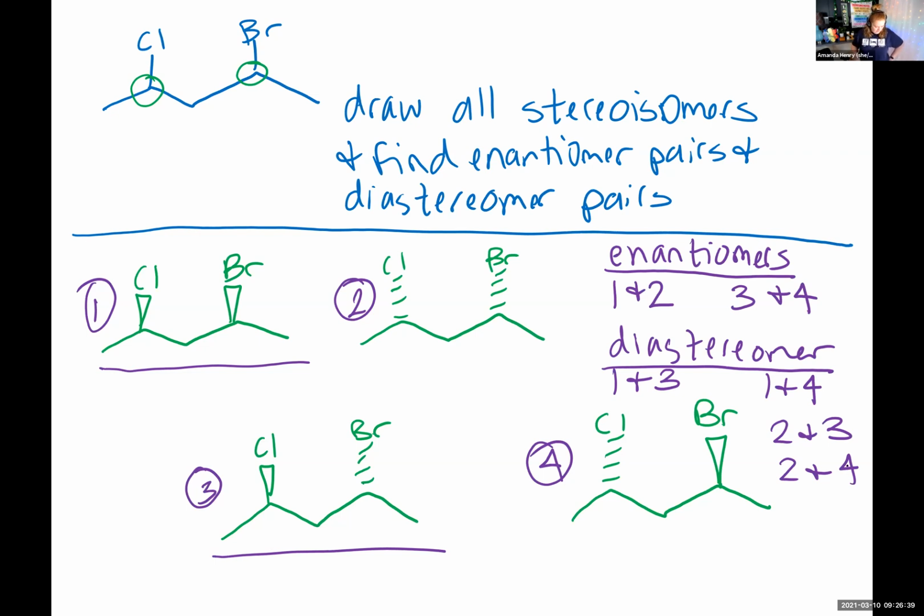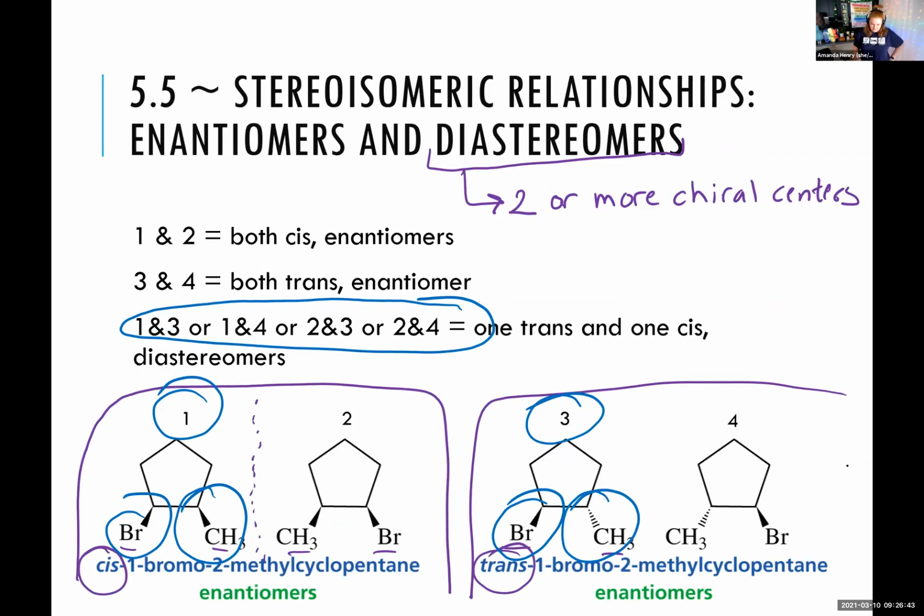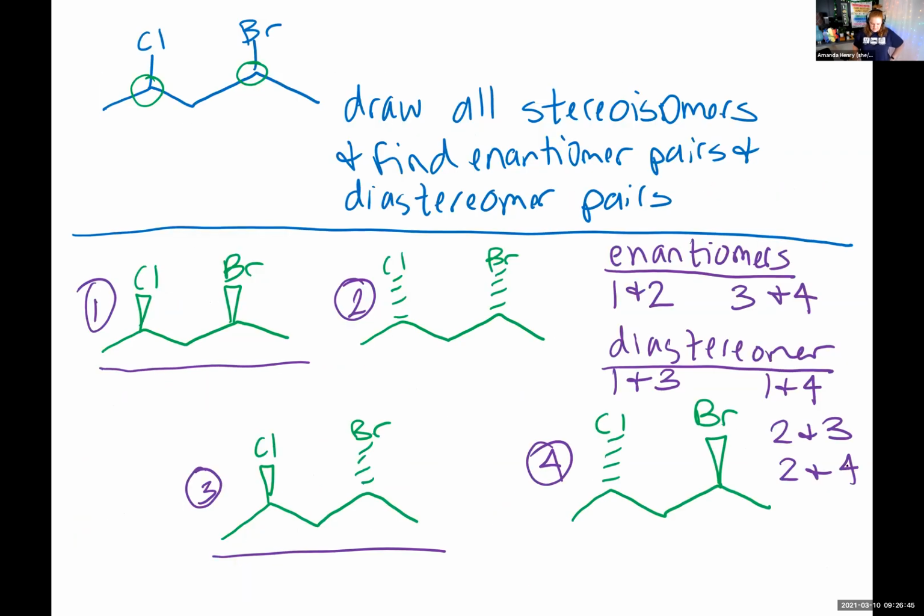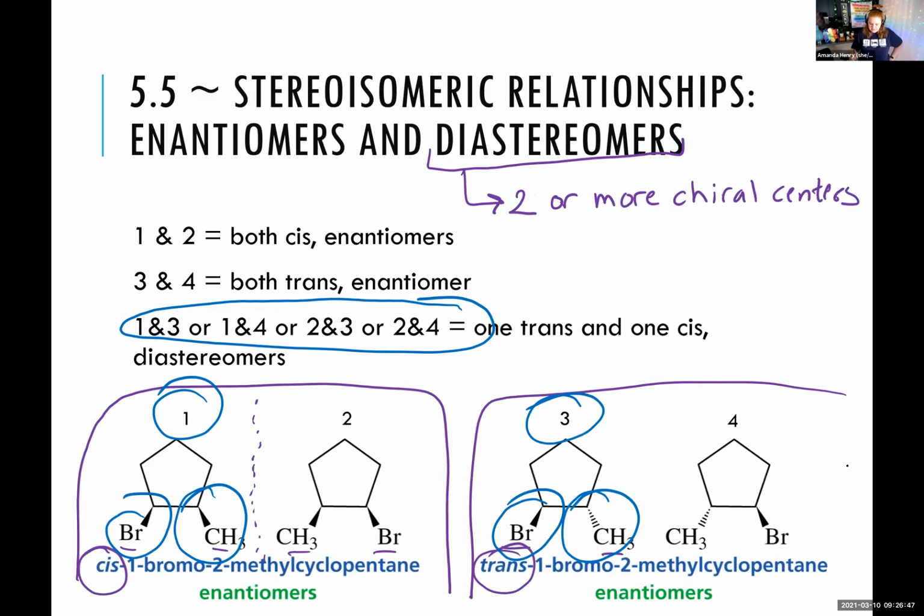Okay. I'm going to go back a slide because I forgot. Let me see if it's on this slide or not. It is not. Okay, we're going to add it to this slide. The maximum number of stereoisomers that a molecule can have is 2 to the power of n. N is the number of chiral centers.